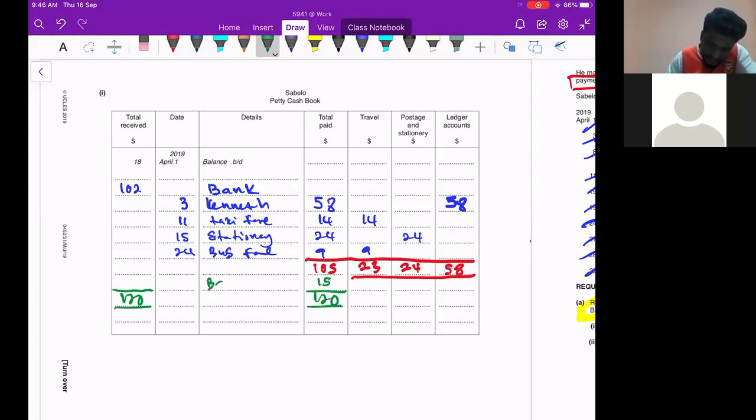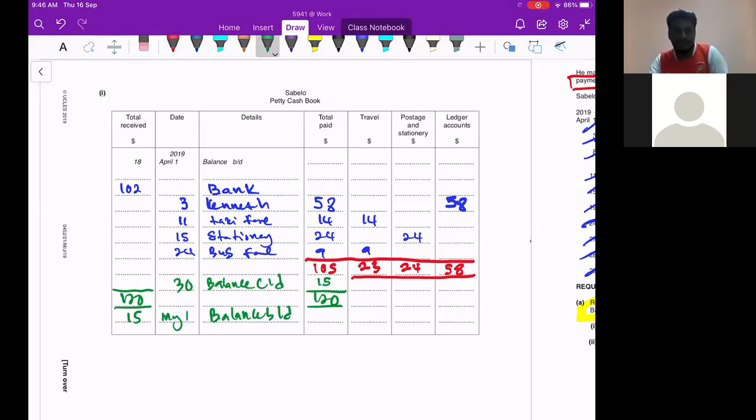So this is balance c/d, April 30th. Balance c/d will become balance b/d. April, not April, May. May 1. You can stop here.